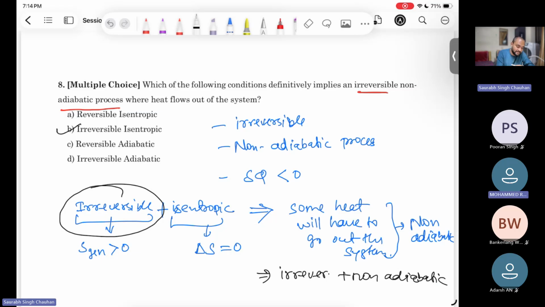Okay. So option B, which says irreversible isentropic, definitely implies that the process has to be irreversible non-adiabatic. So option B is correct. Other options, if you see, they are not correct. Reversible adiabatic, this is not correct. Irreversible adiabatic, again not correct, because if it is irreversible and adiabatic, then the entropy of the system will increase. But if the entropy of the system increases, then the process will no longer be isentropic.